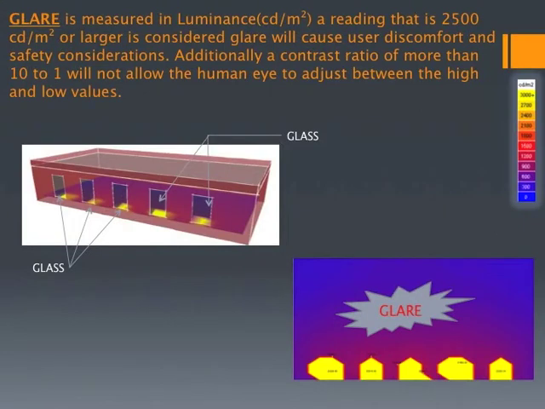When we do daylight models, we look at glare. Glare can be a problem for life safety issues in pools. It can be in your regular office space as far as solar heat gain. Glare is measured in luminance, or candelas per meter squared. A reading of 2,500 candelas per meter squared or higher could be considered glare and cause discomfort to people within the space. In addition to the luminance, the contrast ratio is important.